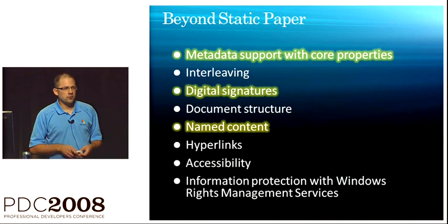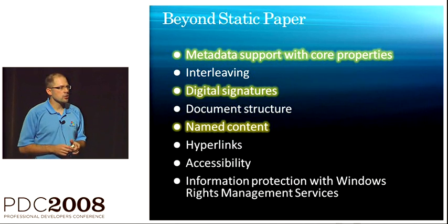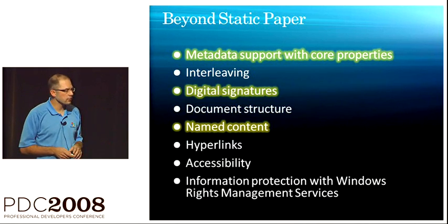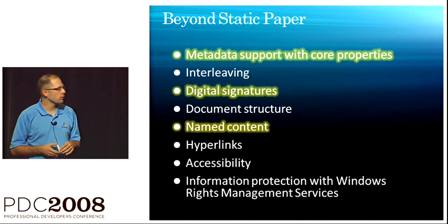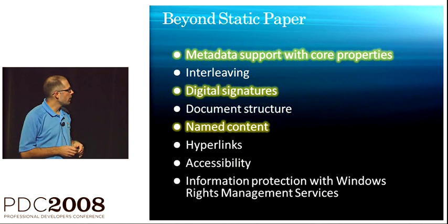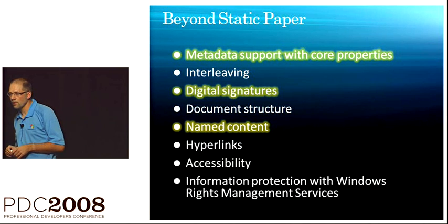So what I was going to concentrate on is just three of these areas. And again, I'm going to go back to the Windows 7 API and just show you how you can add metadata to documents very simply, how you can use the signature APIs to sign and authenticate documents, and then how you can use some of the named content structure to do some programmatic stuff around documents.